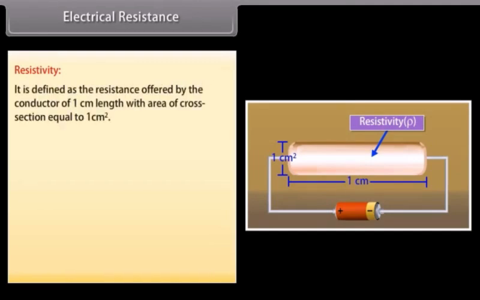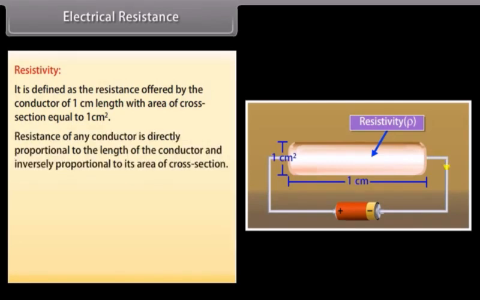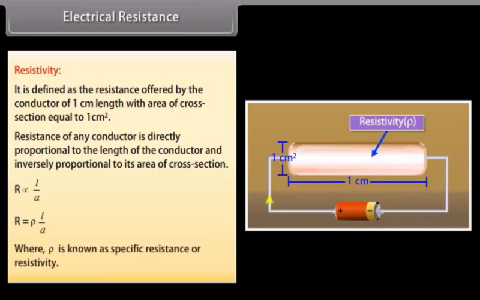Resistivity. It is defined as the resistance offered by the conductor of 1 centimeter length with an area of cross-section equal to 1 centimeter square. Resistance of any conductor is directly proportional to the length of the conductor and inversely proportional to its area of cross-section. R is equal to rho L upon A, where rho is known as specific resistance or resistivity.